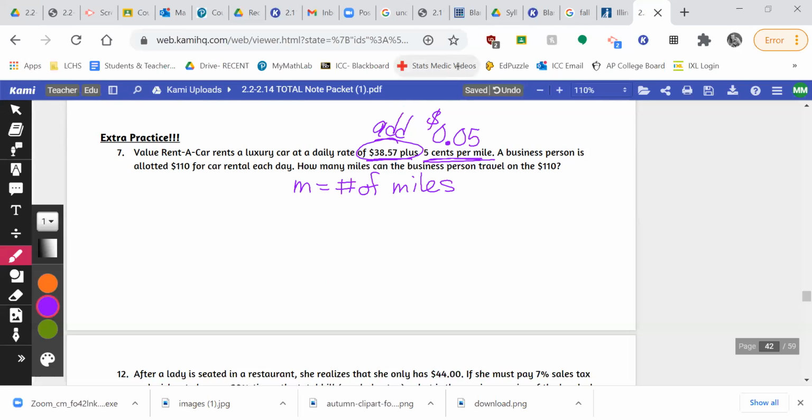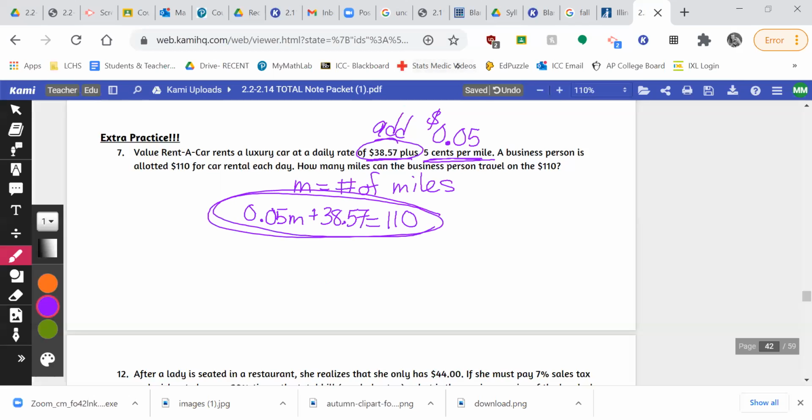All right, we know that everything will equal $110 in the end. And we know that 38.57 is being added. And when it says per mile, we know that M is for every mile. That means multiply. Okay, so this is my nice and fancy equation.